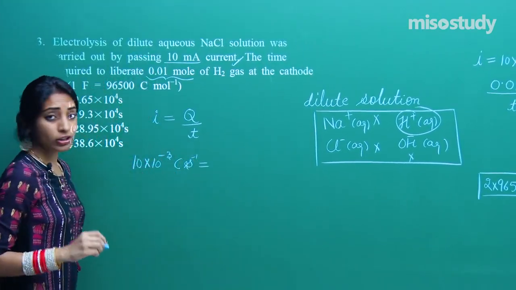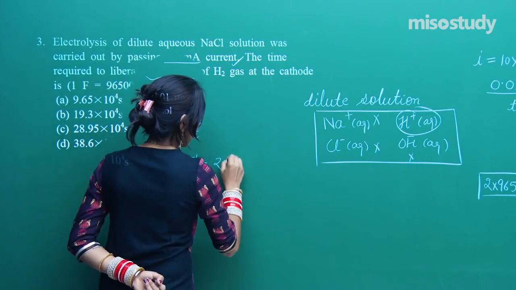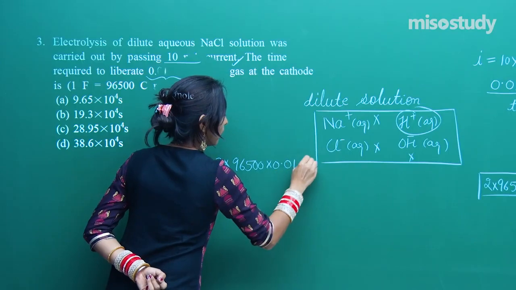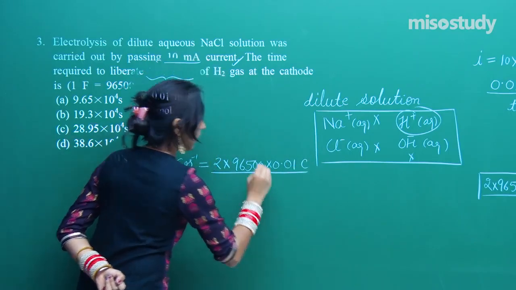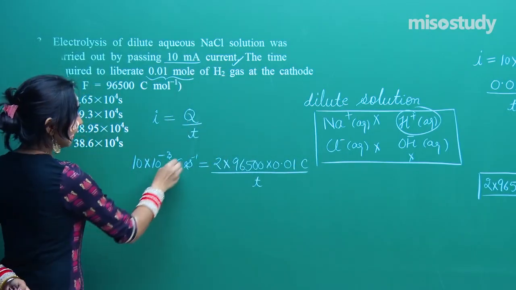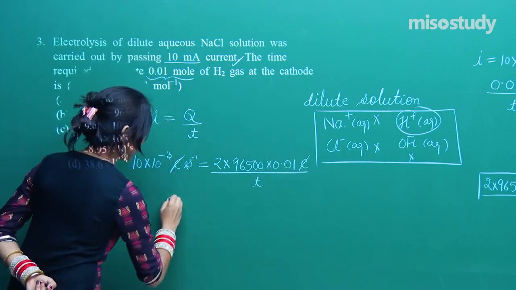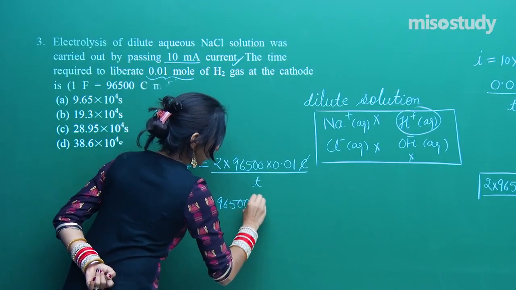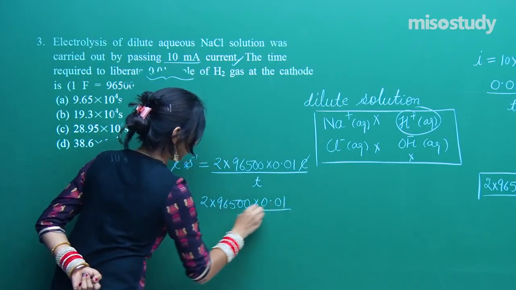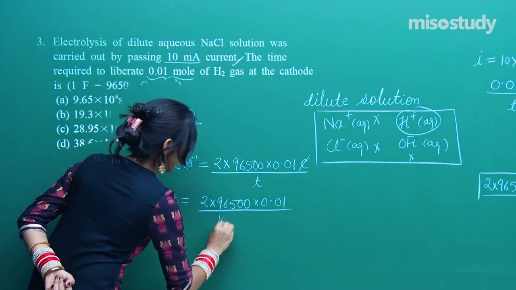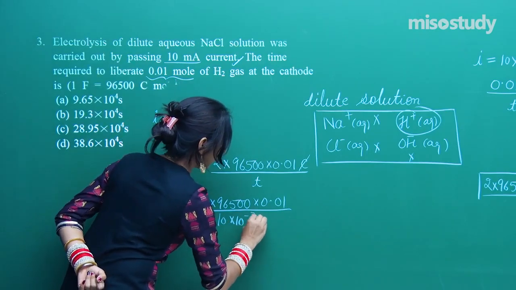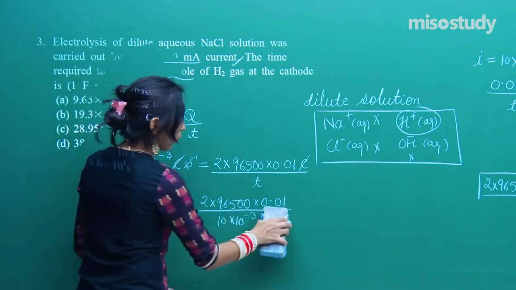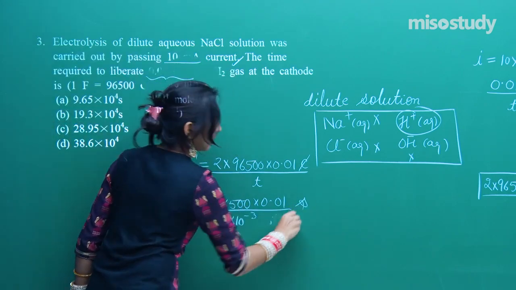Now how much charge is required? So we have 2 into 96500 into 0.01 coulombs divided by time, right? Now see, this coulombs and coulombs get cancelled. So time will come out to be 2 into 96500 into 0.01 to be divided by 10 into 10 raised to the power minus 3 second inverse. So if second inverse is there in the denominator, it will go in the numerator and it will become seconds.